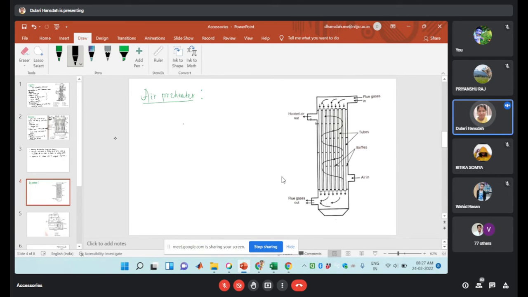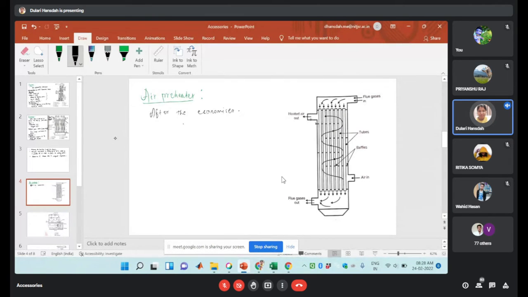If the air has moisture, what will happen? More heat will be required, or more fuel combustion, or more feeding of the fuel is required to get sufficient combustion. So it is generally placed after the economizer. First the flue gases will pass through the economizer, then they will go to the air preheater.